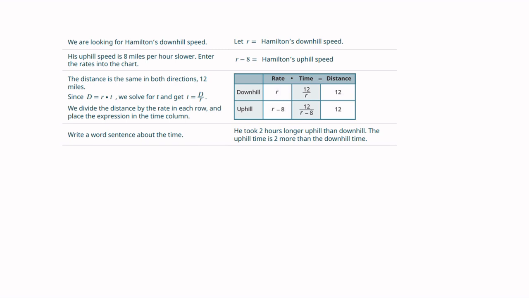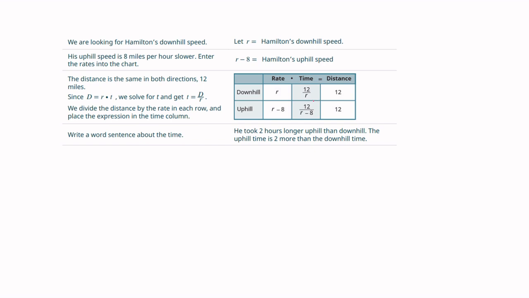So we have down, what's different about this? I don't see anything different. So we've got our downhill is what we're looking for. I don't know how fast he goes downhill. Uphill is 8 slower. So he's on the mountain for 12 miles, I guess, for each one.